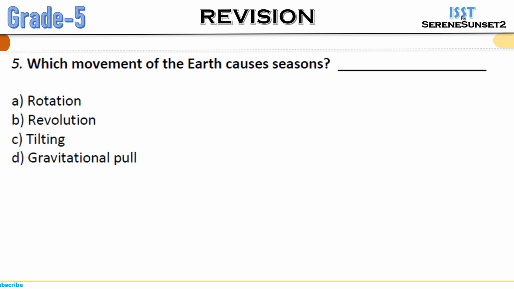Fifth, which movement of the earth causes season? Option A rotation, option B revolution, option C tilting, and option D gravitational pull. Answer: revolution. Which movements of earth causes season? Revolution.